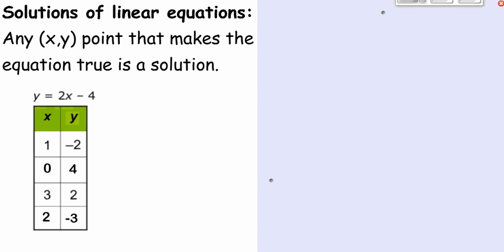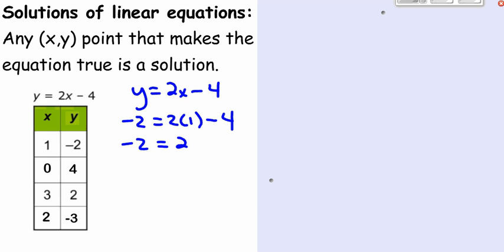All right, let's try this guy. So I've got y equals 2x minus 4 is my equation. All right, my first point is x is 1, y is -2. So -2 goes in for y. 1 goes in for x. So I have -2 equals 2 minus 4. -2 equals -2. So that one checks. This one's good. All right, let's try another one.